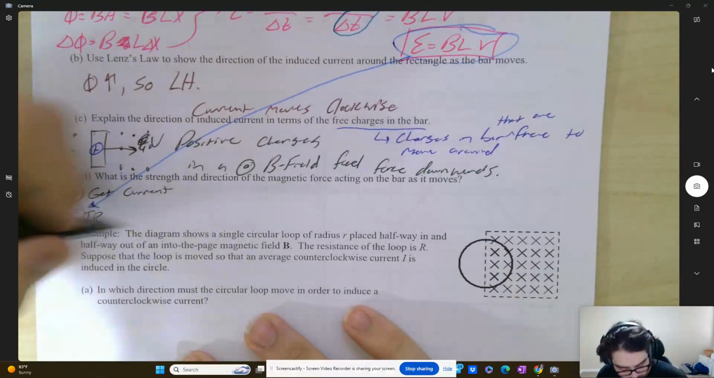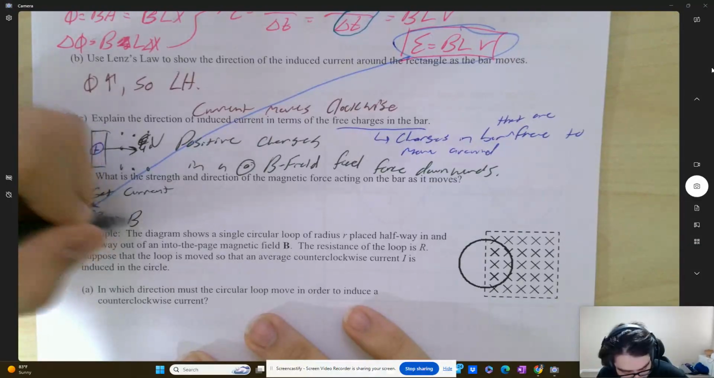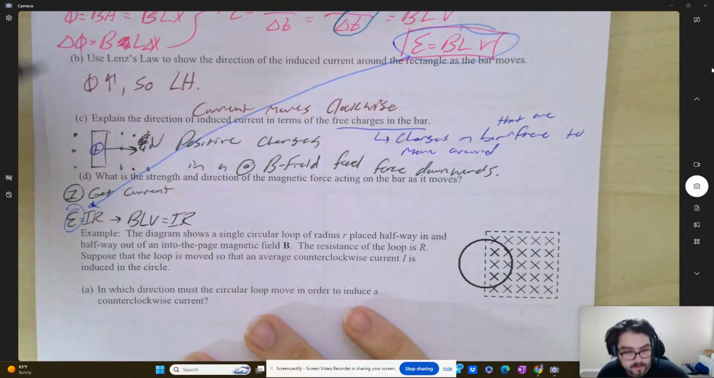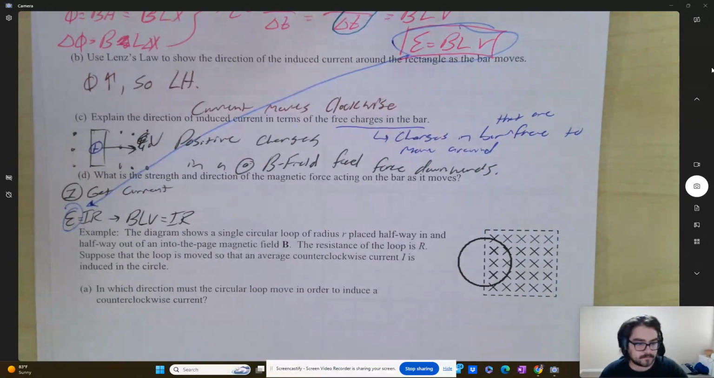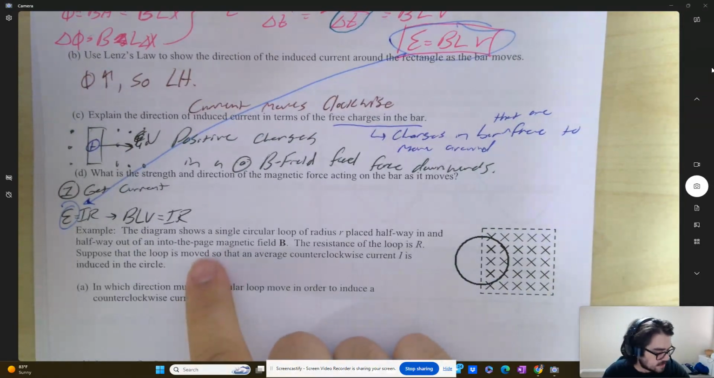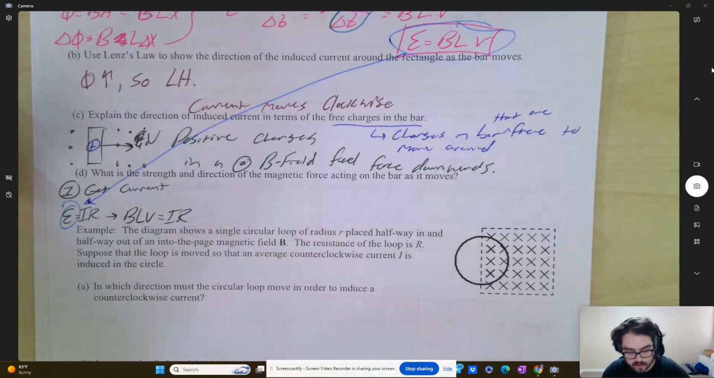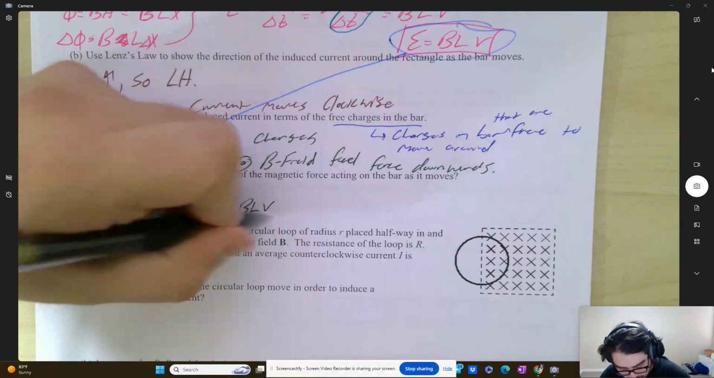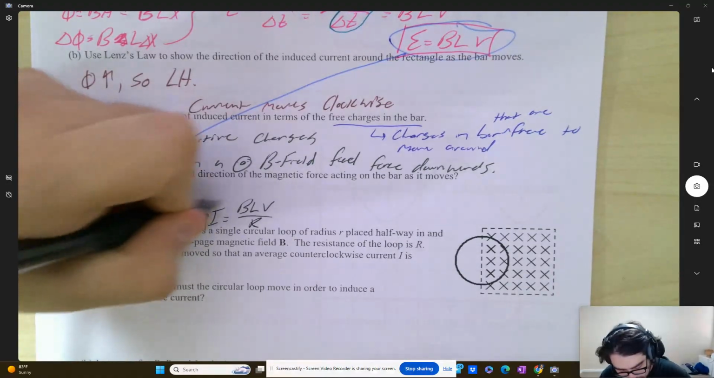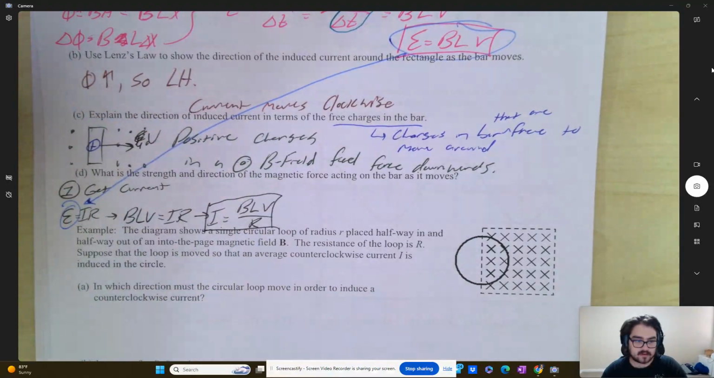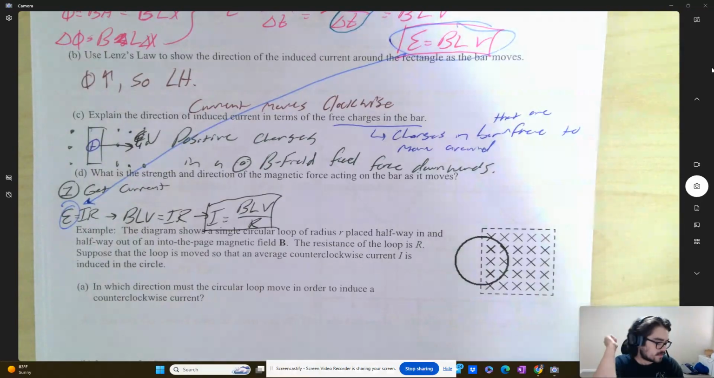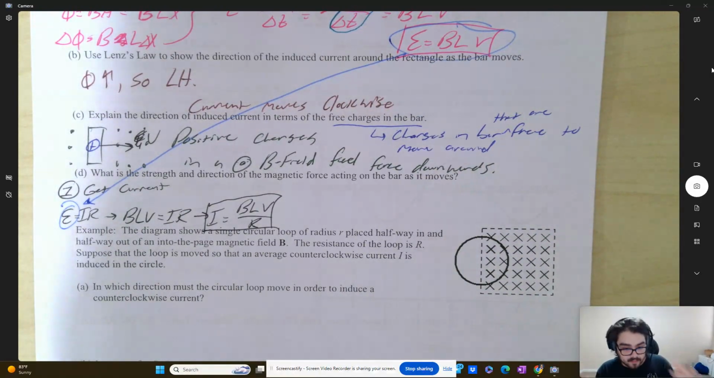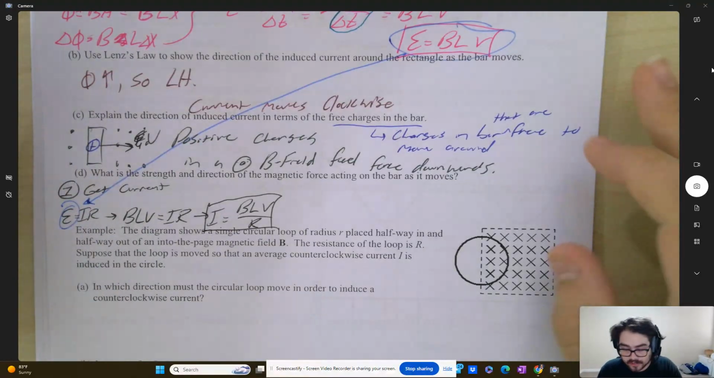So now we have BLV equals I times R. Then we can get an expression for I if we just divide R on both sides. You end up getting I is equal to BLV over R. And that's the expression right there for the current. We need the current because we need it for the force equation. This is essentially because we're going to treat the bar as a current carrying wire.